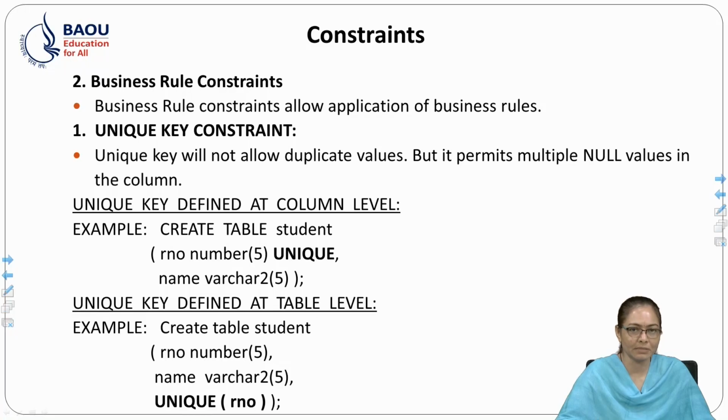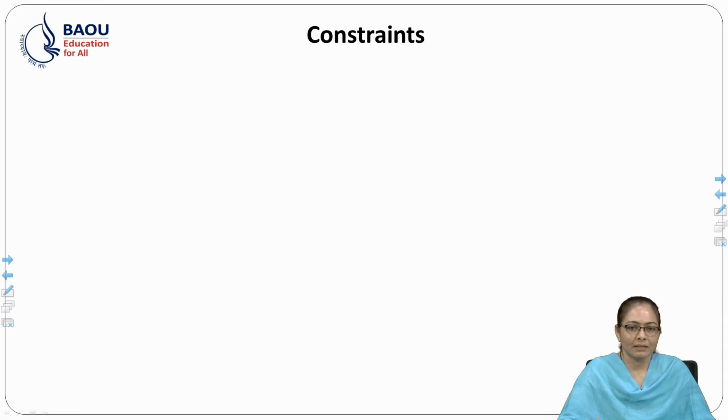Here, create table student, roll number, then name varchar2 and then size. This table contains only two columns, roll number and name. After that, define the unique constraint, just the keyword unique and in the bracket roll number. So, roll number becomes unique. Now, the next one is the null constraint.